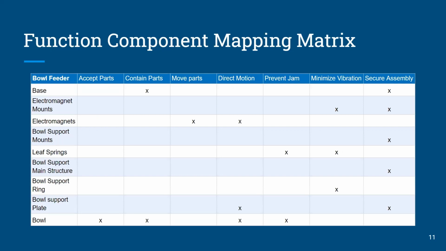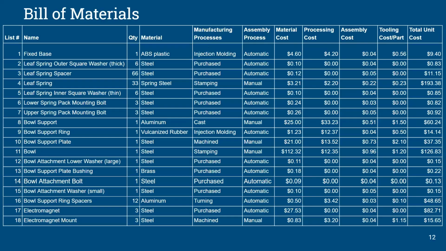This is the function component mapping matrix. On the top, you can see the functives from the FAST, and on the rows, you can see the parts from the assembly. As you can see, the bowl is the most important part as it meets a lot of functives, and then a lot of the parts are used to secure the assembly, which leads to ample redesigning.